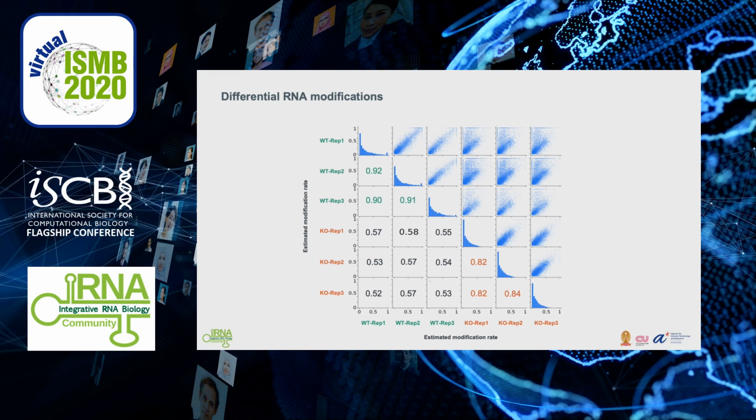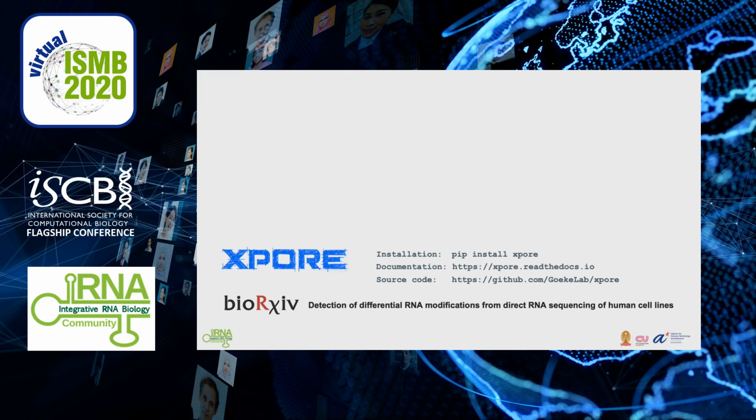A good thing is, within each condition, the estimated modification rates of all replicates look highly compatible. If we look at the scatter plots here, we can also spot the sites that are modified in one condition but not in the other. For example, the modified position on the gene RNF7 shown in the previous slide is one of the small dots here.